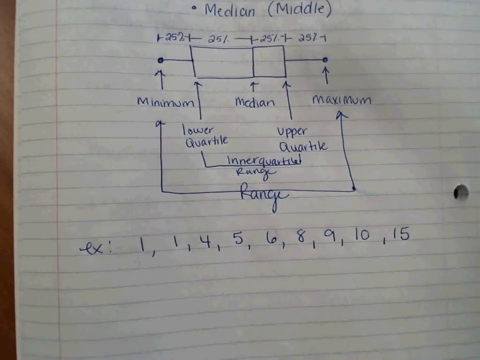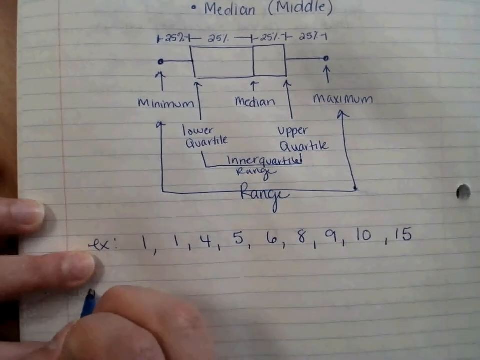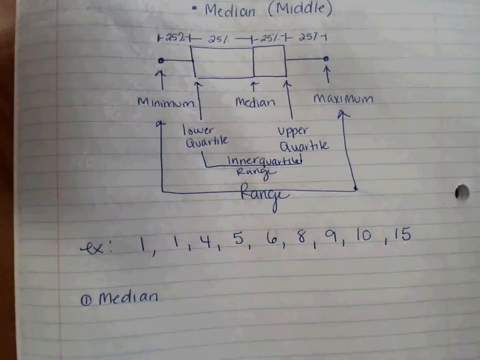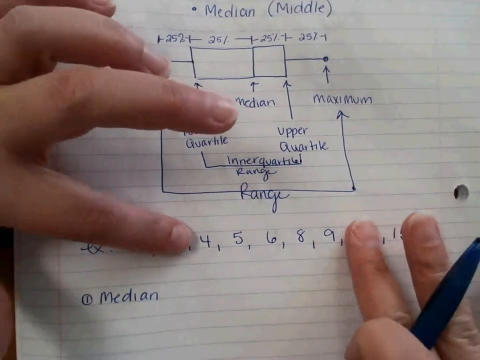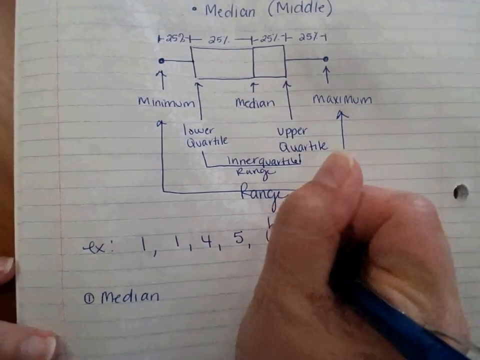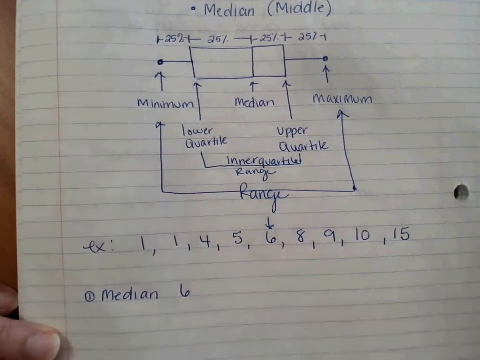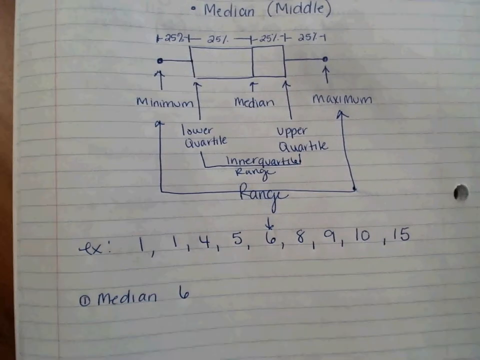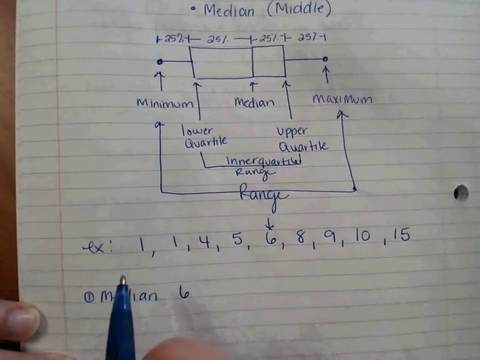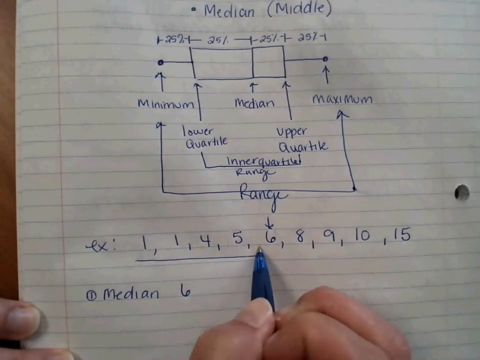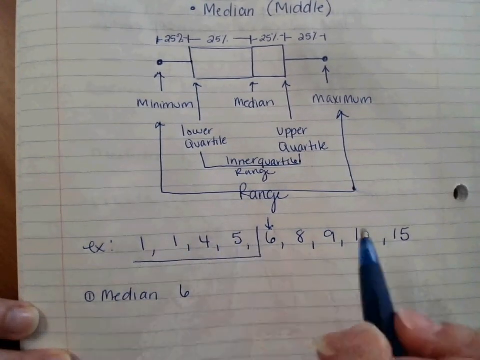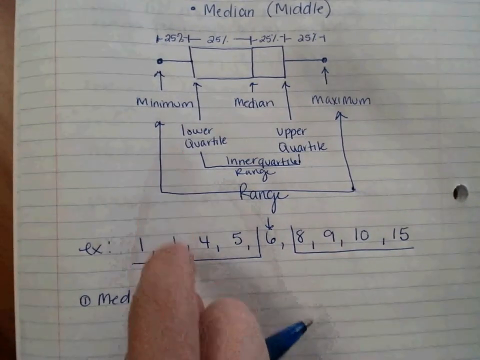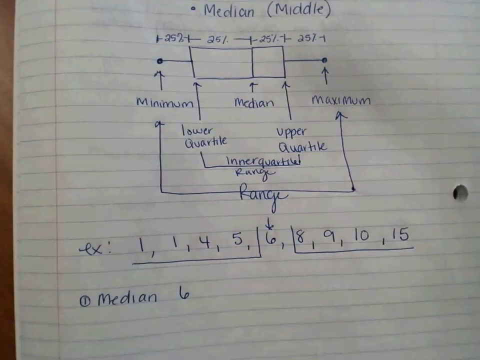First thing we need to do is find the median. To find the median, we're going to cross out till we get to the center. So cross out, cross out, cross out, cross out. Our median is 6. That would be where I put this line on my number line. Now, I'm not using the median here. I'm looking at my lower quartile, which is my lower numbers, and my upper quartile, which is my upper numbers. So that's where you get your lower and your upper quartile.